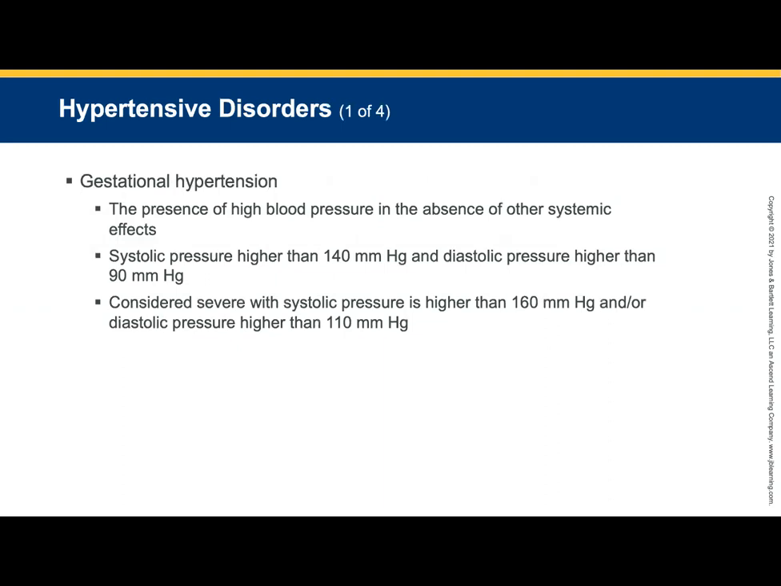All right, so hypertension disorders. We know that their blood pressure is going to increase. One is because of the blood volume, and two is because of the workload. Gestational hypertension is the presence of high blood pressure in the absence of another systemic effect, defined as a systolic blood pressure higher than 140 millimeters of mercury or a diastolic blood pressure higher than 90. Considered severe when the systolic pressure is higher than 160 and the diastolic is higher than 110.